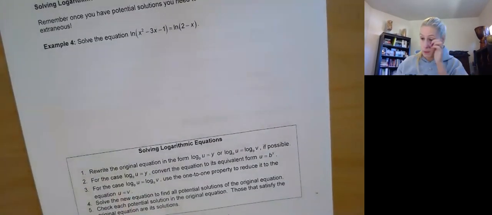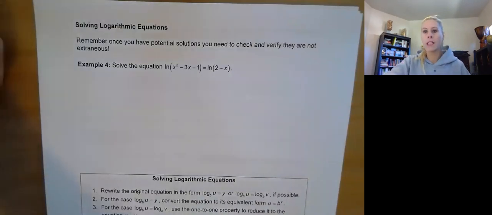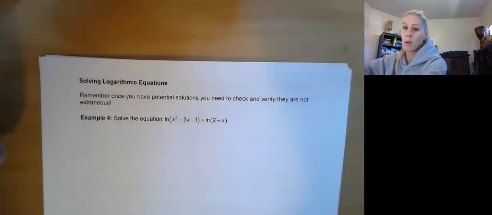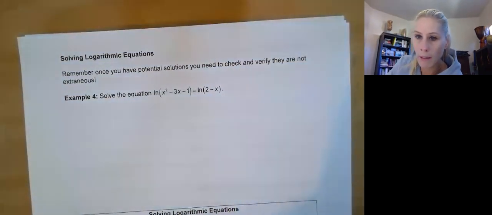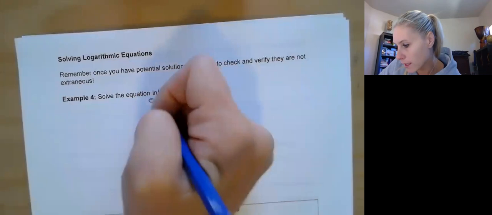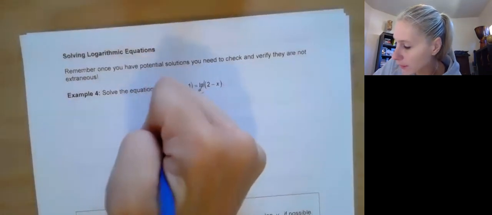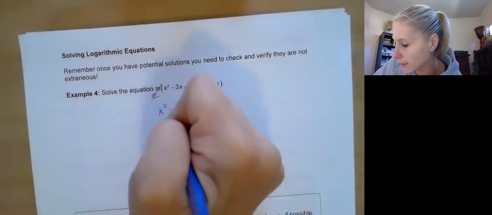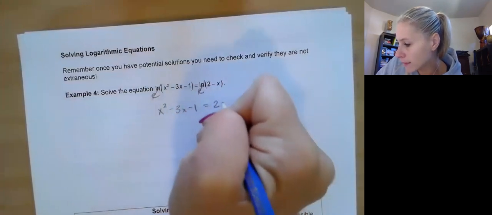Now we're going to do some solving. Okay, remember, once you have potential solutions, you need to check to verify if they work or not, okay? So be careful on that. So let's talk about this. ln. Well, how do you get rid of an ln, guys? That would be e. And the great thing is it's on both sides, correct? Awesome. So when we look at this, we get x squared minus 3x minus 1 equals 2 minus x.